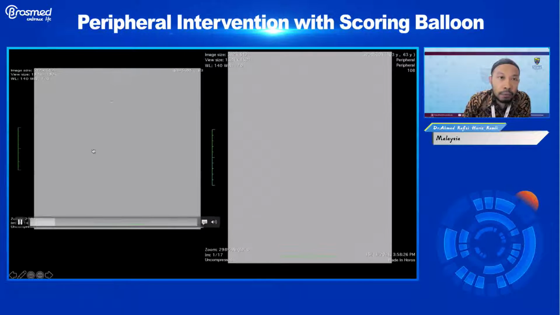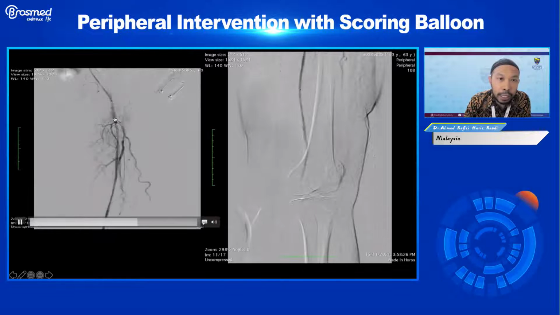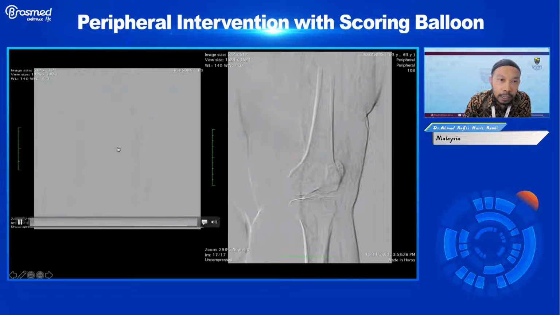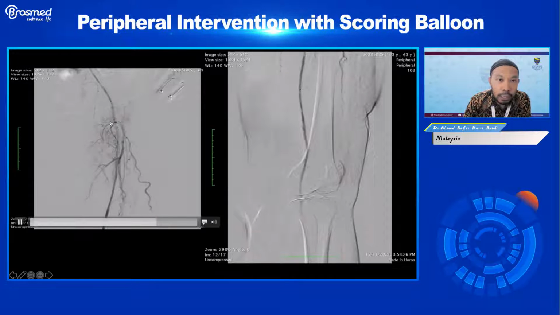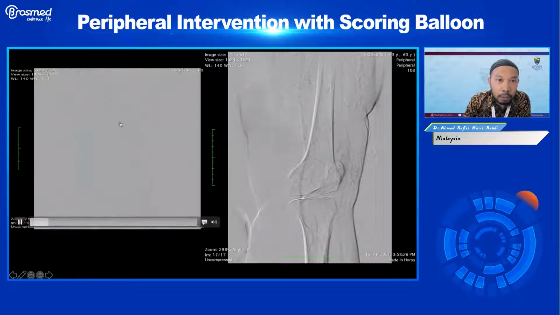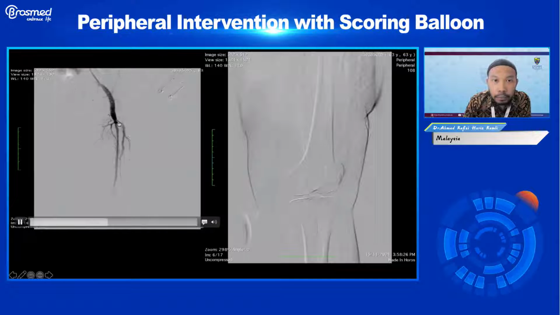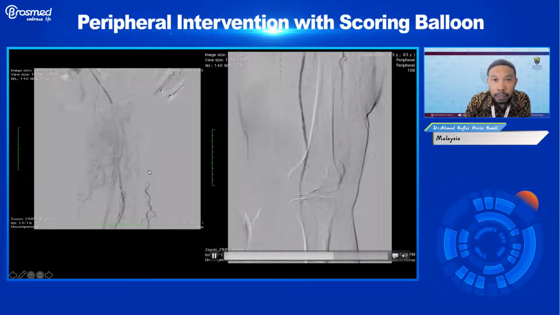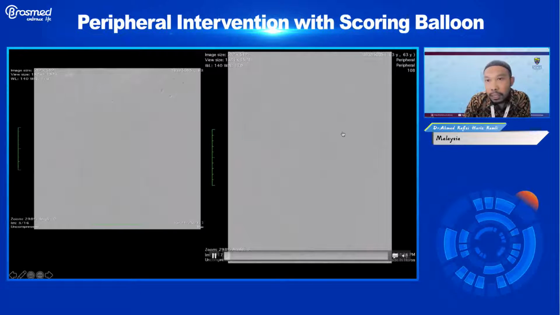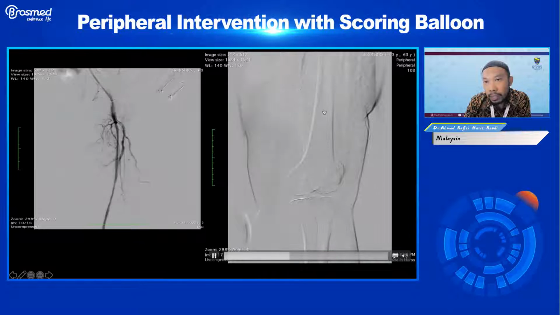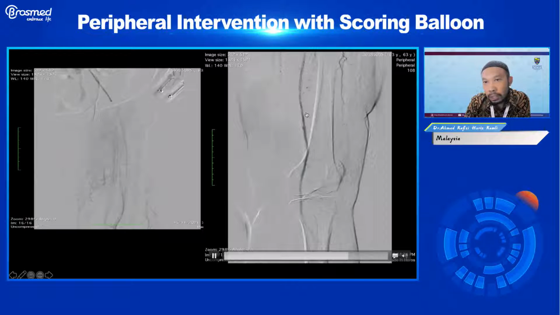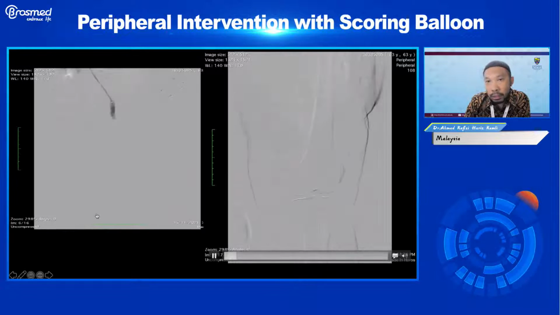Right, so after we did that, we managed to get this kind of flow within the stent. In fact, we extended the stent all the way to just above the profunda. As you can see here, at the profunda, there is some clot sitting just proximal, but there is still flow inside the profunda. Distally, we managed to get this flow. As you can see, it's not optimal.